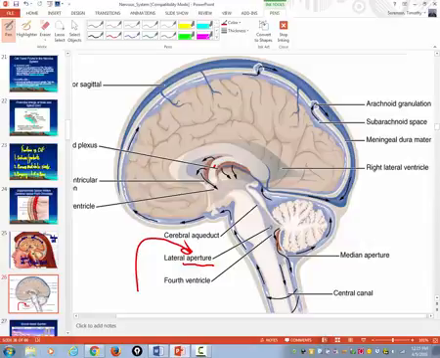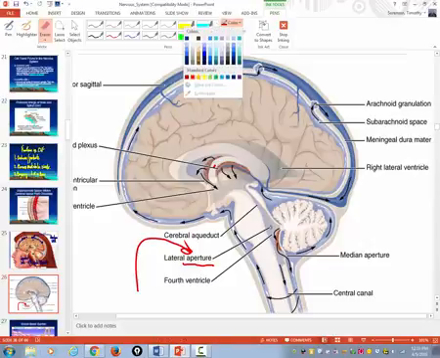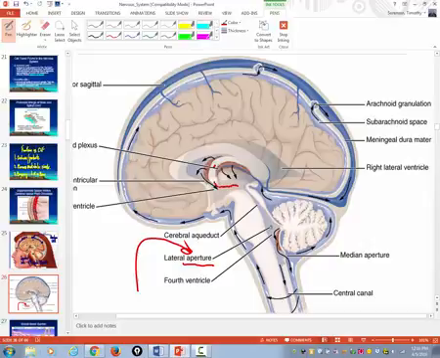This is what happens. The cerebral spinal fluid is produced in the lateral and third ventricle. It will then travel through the fourth ventricle. You got me? And then there's a little aperture, a little opening that allows that cerebral spinal fluid to circulate around the cerebellum.